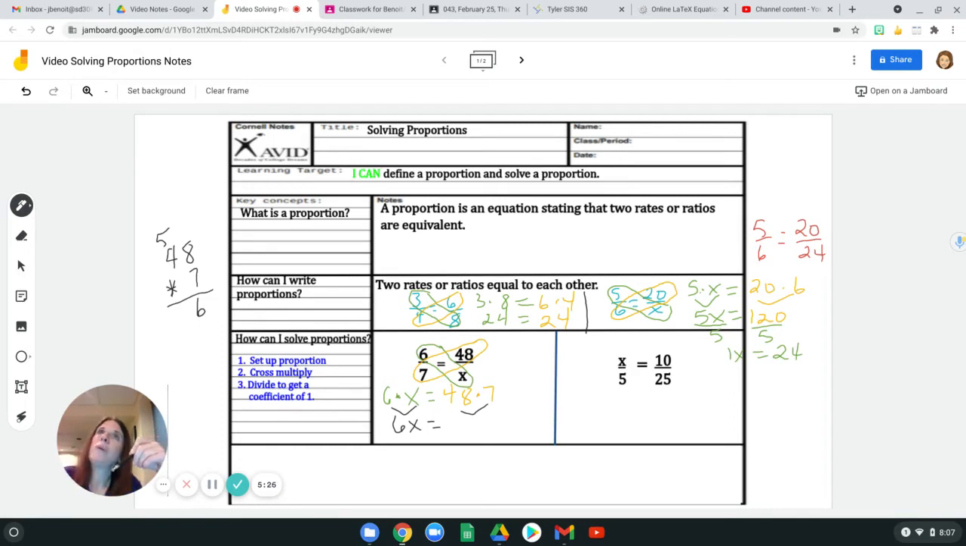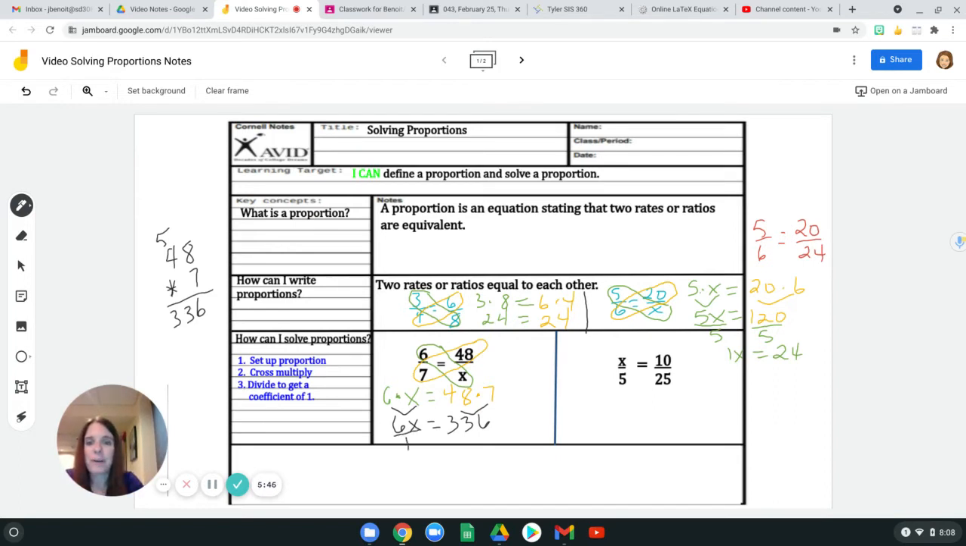7 times 4 is 28 plus 5. 28 plus 5 is 33. So I got 336. Did you get 336? Good. Now we have a one-step equation.